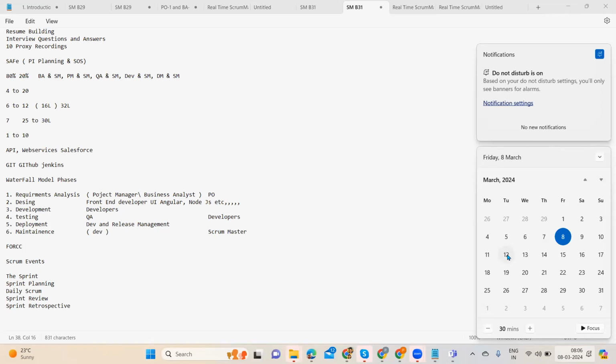Now we need to have the sprint review meeting. The sprint review meeting will also be on the same day, the 12th. For which sprint will we be having the sprint review meeting? Let's say like this.